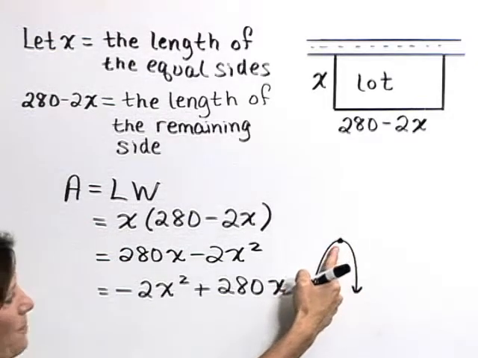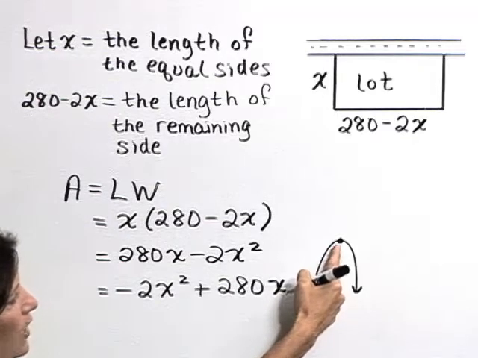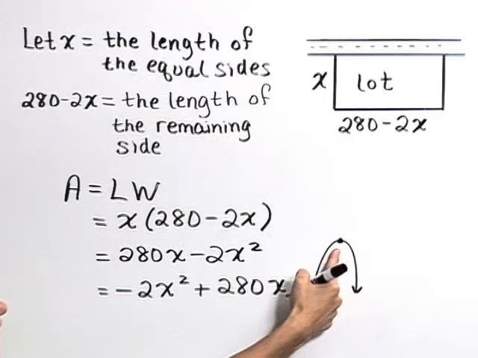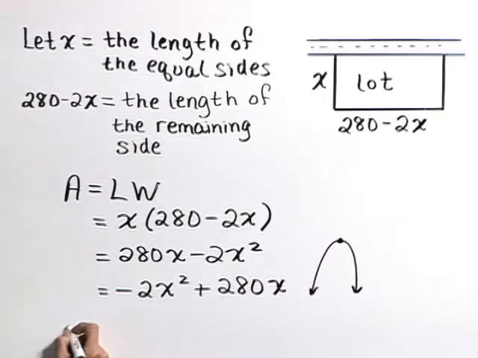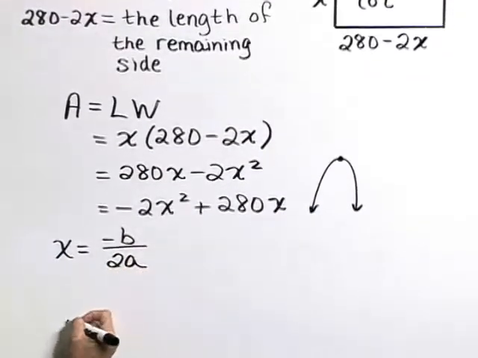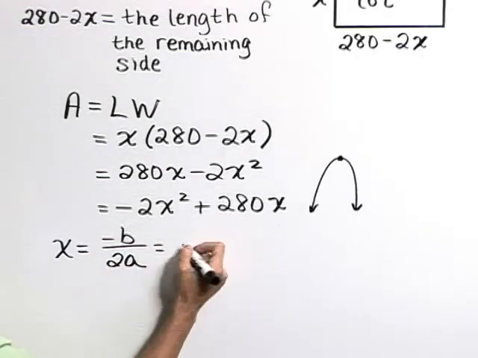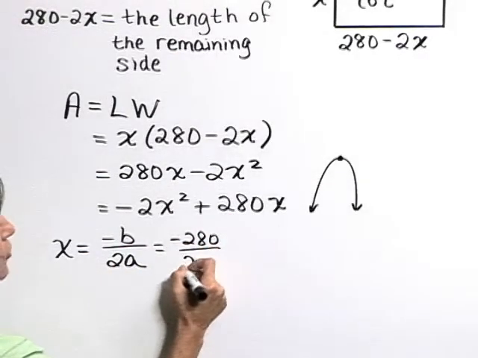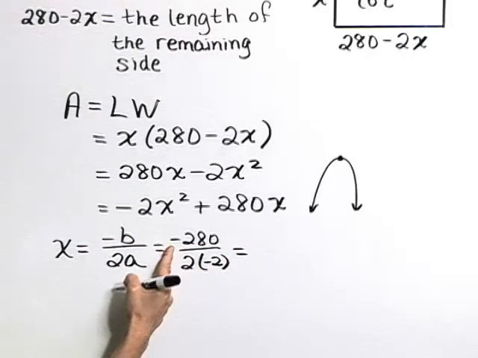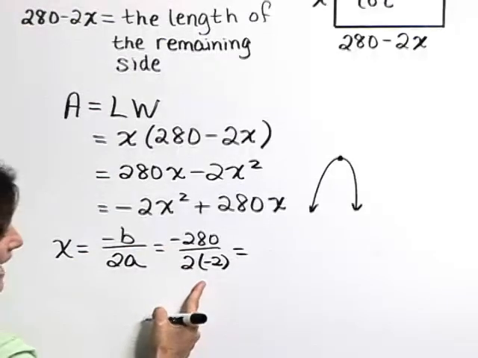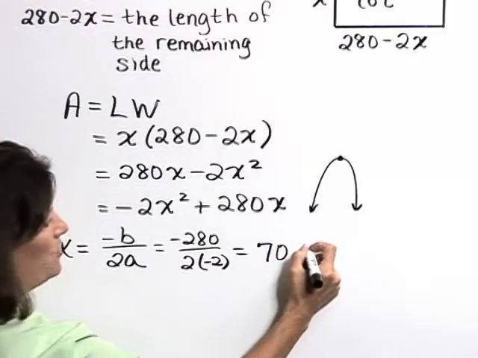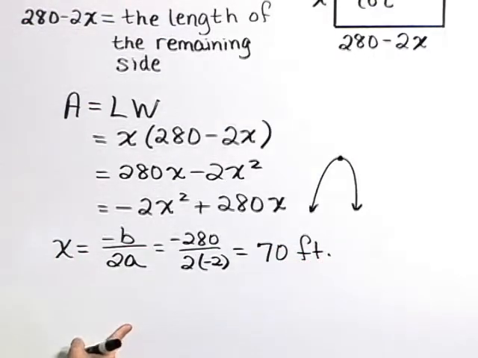If we want to maximize the area, then we want to find the x value that causes this highest point on the graph. So let's find the values for that vertex by using the vertex formula, where the x value is -b over 2a. That's a negative 280 over 2 times a, or -2. That's a negative 280 over -4, which is a positive 70. This is a dimension in terms of feet.